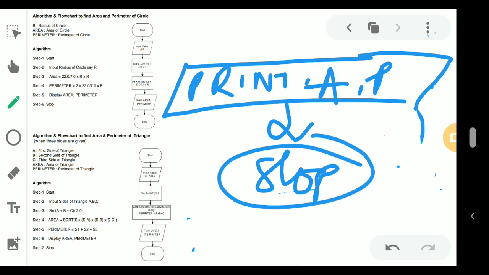So these two problems today are solved. I hope it is clear to you. If you have any doubts, please comment in the comment section so that I can understand where the problem is and clarify it further.